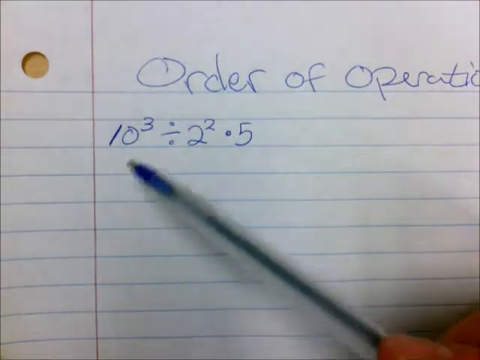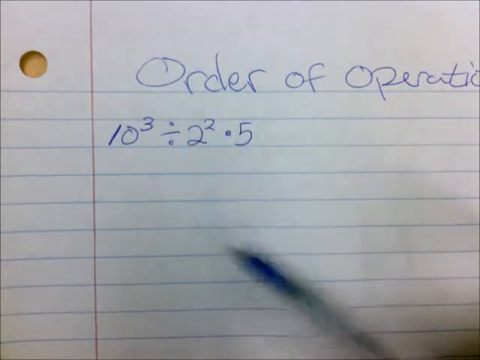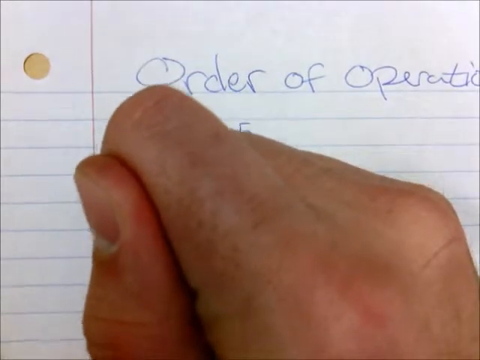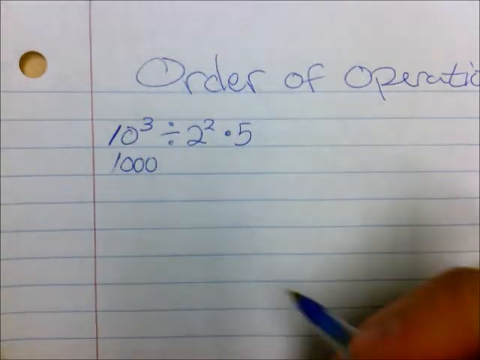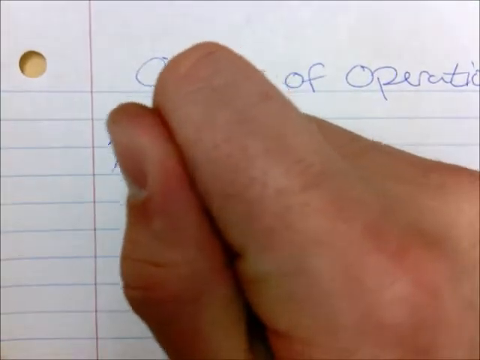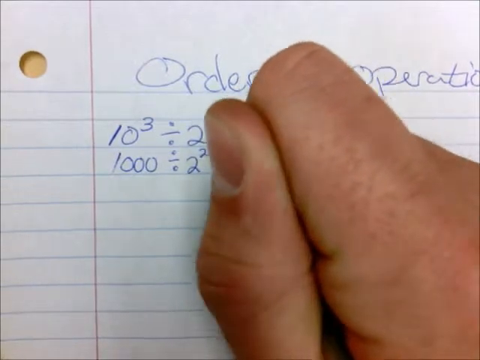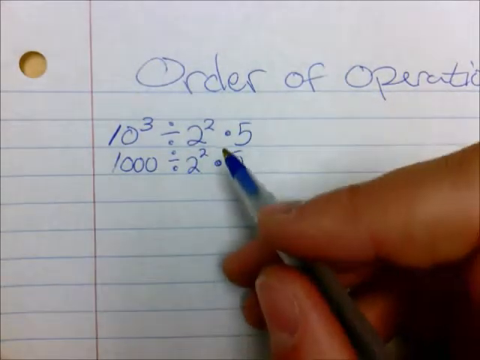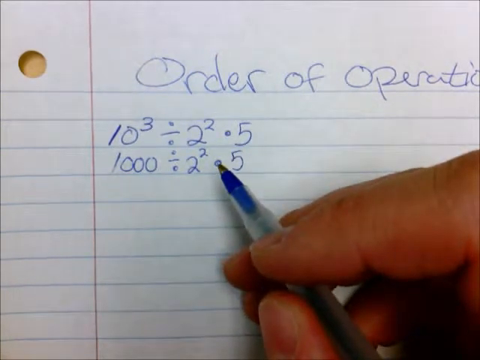So I see 10 cubed here, which is 10 times 10 times 10. I don't have to write that out. 10 times 10 times 10 is 1,000. All right, I write 1,000, and I'm just going to bring everything else straight down. Divided by 2 squared times 5. Notice I am not using the x. We are in an algebra unit. We are not using x for multiply.